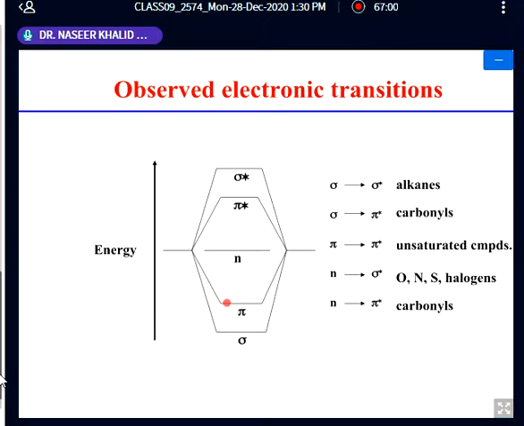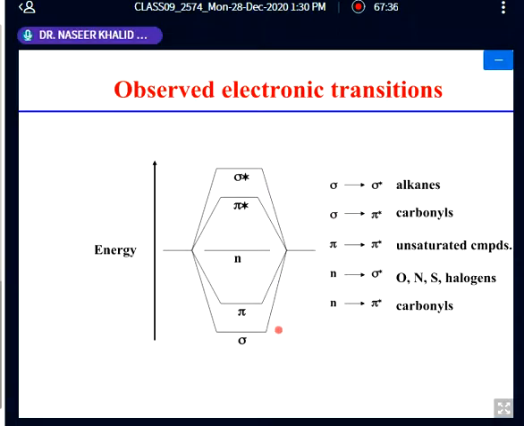The electrons involved are called sigma electrons. So sigma electrons jump from sigma to sigma star, on this energy scale. This is the lowest energy level, and this is the highest one. And we know that the sigma bond is the most stable as compared to the double bond and the triple bond.